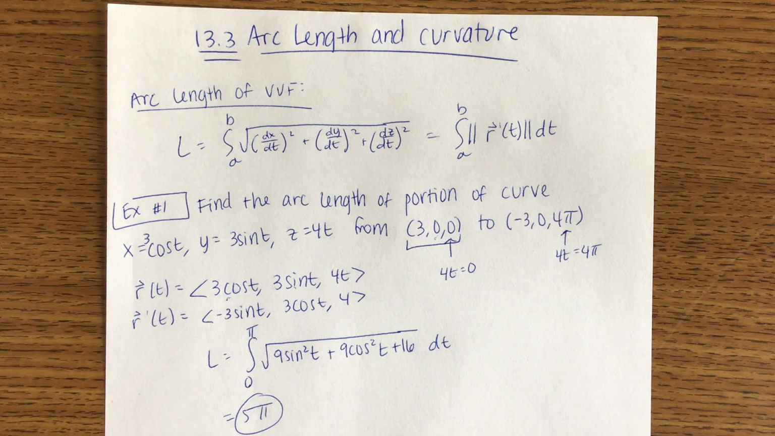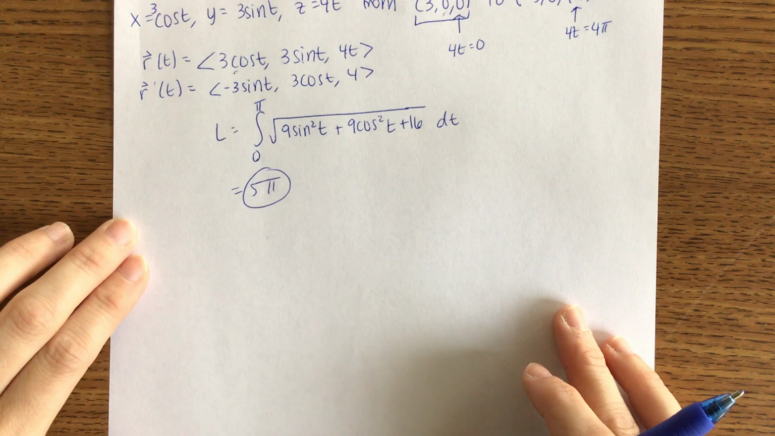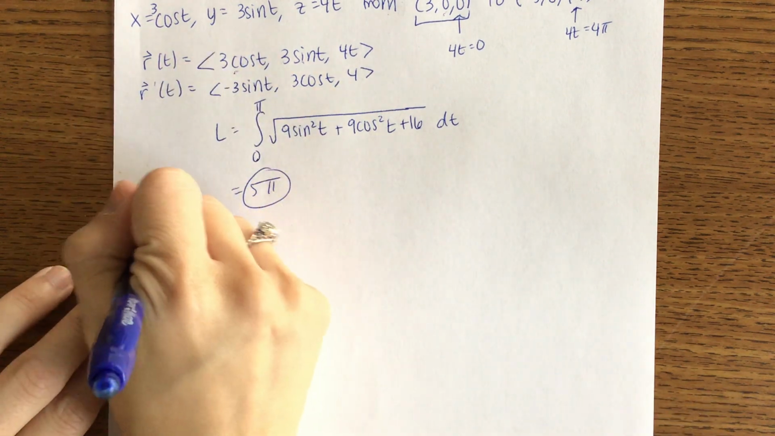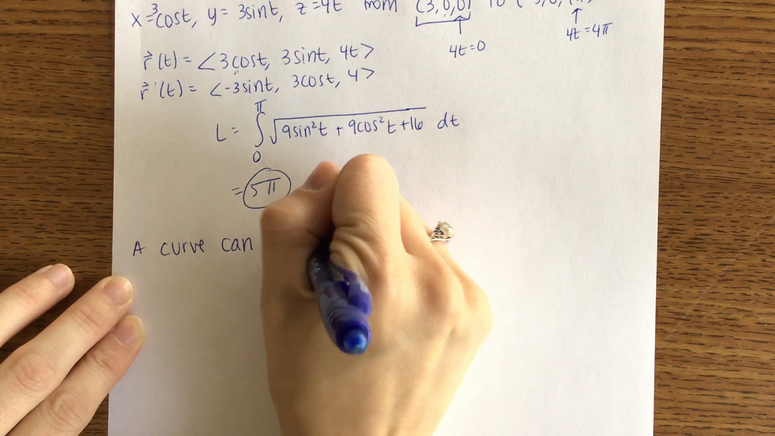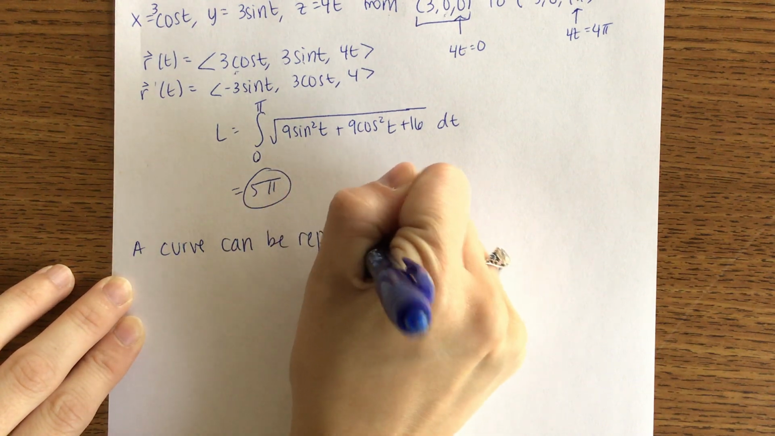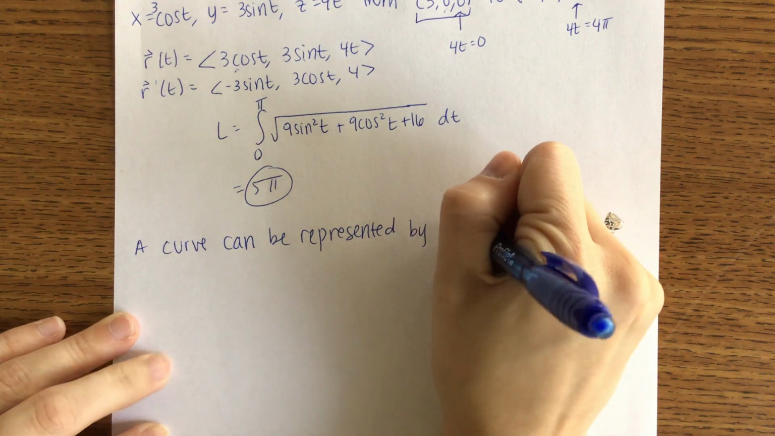Okay. Did you guys get to the part in the book about arc length parameterizations? That's kind of confusing. Okay. So that's probably where we need to do a little bit more then. Okay, so a curve can be represented by more than one function.